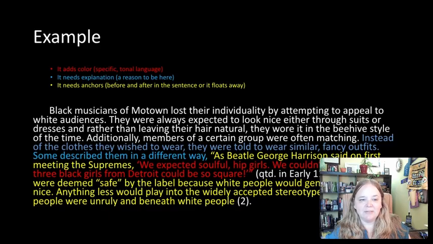As Beatle George Harrison said on first meeting the Supremes, and now we have the quote, "We expected soulful hip girls. We couldn't believe that 3 Black girls from Detroit could be so square." And then we have our in-text citation.